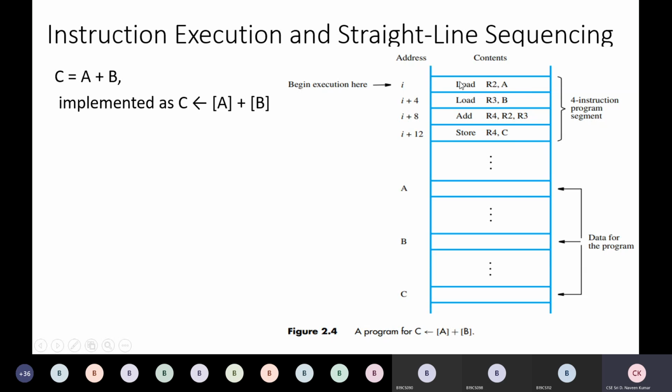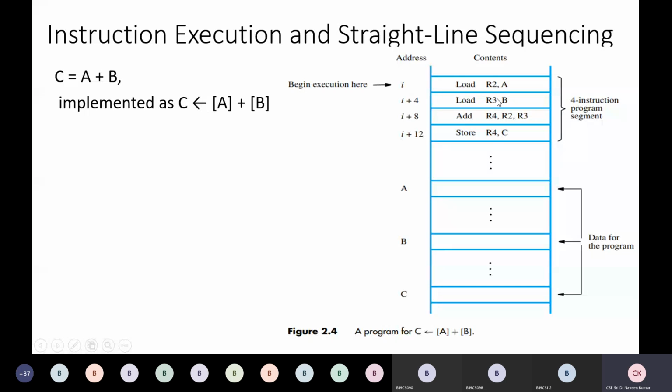In this one, this instruction is loaded. This is also another word. Here an instruction is loaded, another word of memory. Here this add instruction is loaded, Add R4, R2, R3. This is another word. Here the store instruction, Store R4, C, is loaded. Can anybody say, looking at this, what is the length of each word? Each word has the same length.